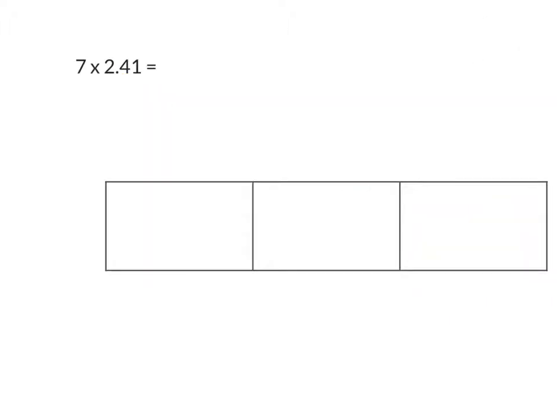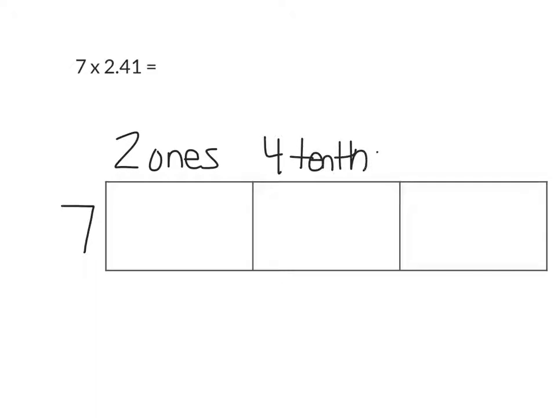Another approach that we can use instead of using a place value chart to multiply is to use an area model. I begin by putting my 7, my whole number, along the left side of my area model. Each of these boxes represents a place value, so we're going to name what place value it is by writing our number in unit form. Beginning with my ones place, I'm going to write 2 ones. My 4 is in my tenths place, so I'm going to write 4 tenths, and my 1 is in my hundredths place, so I'm going to write 1 hundredth.